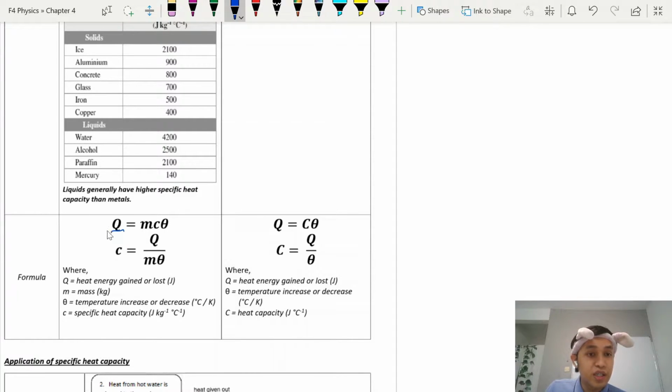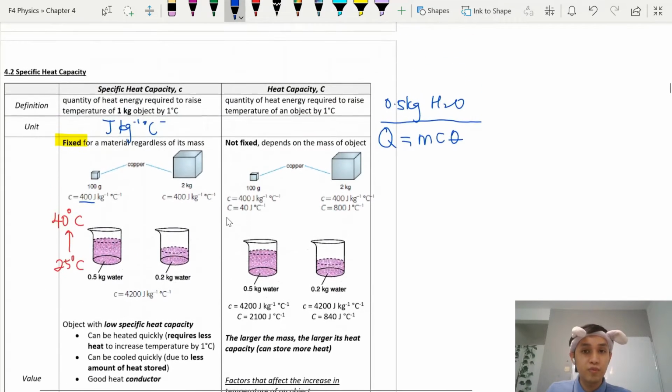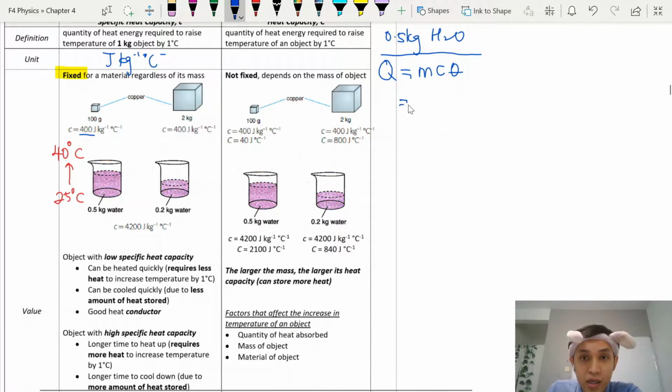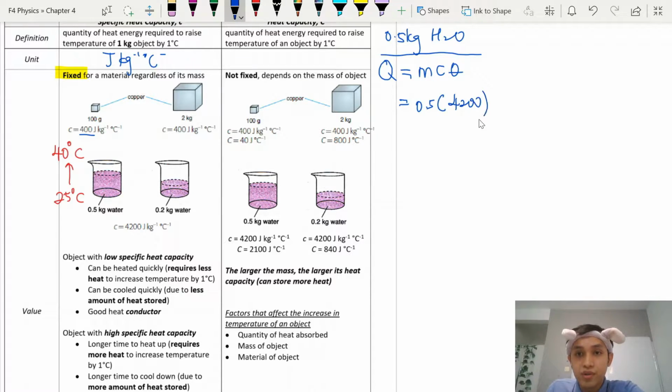Q here refers to the heat energy, the heat energy absorbed or released. m is the mass, c is the specific heat capacity, and θ here refers to the temperature change. Based on this example, my mass here is 0.5 kg, and the specific heat capacity of water, the standard reference value given here, is 4200. My temperature change here is from 25 to 40.